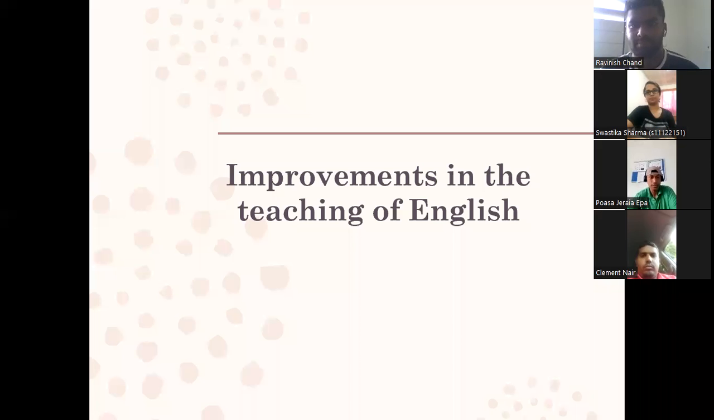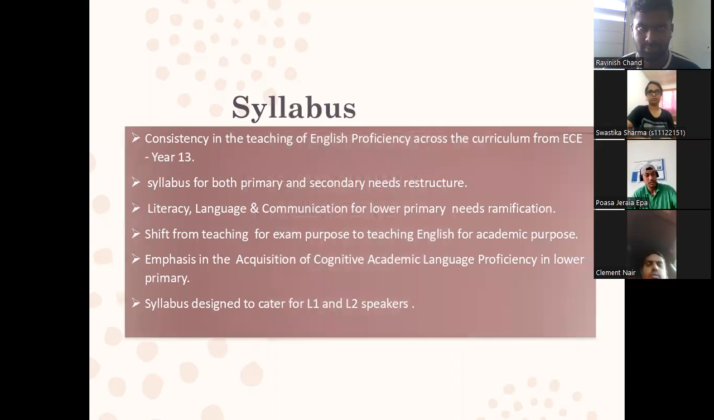Looking at the improvements in the teaching of English. For our syllabus, it contains consistency in the teaching of English proficiency across the curriculum from ECE to Year 13. This means that after finishing a level and entering the next, the quality of the English taught is still the same.